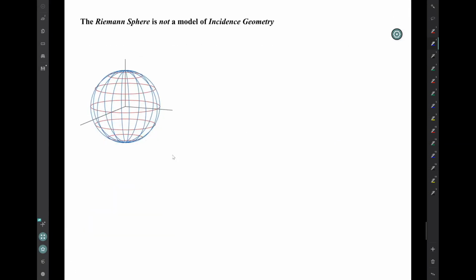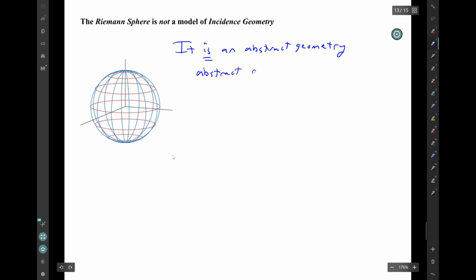Our last example that we'll consider is the Riemann sphere. Now remember, the Riemann sphere is an abstract geometry. It satisfies abstract axiom 1: given any 2 points on S2, there exists at least one line that passes through both points. Now for some points, there is more than one line, but that's okay in terms of being an abstract geometry.